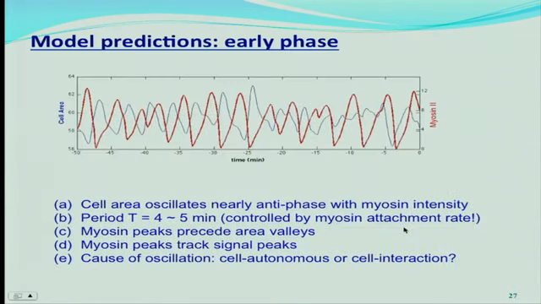And if you look more closely, I'm plotting the cell area in blue and the myosin in red. There seems to be an antiphase correlation between the two, as seen before. And there is a period of about 4 to 5 minutes. That's no great triumph of the theory because you can tune that by the on rate. That's how we determine the on rate. But it is interesting that you will see that the myosin.